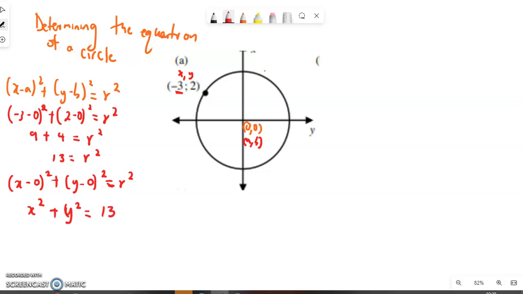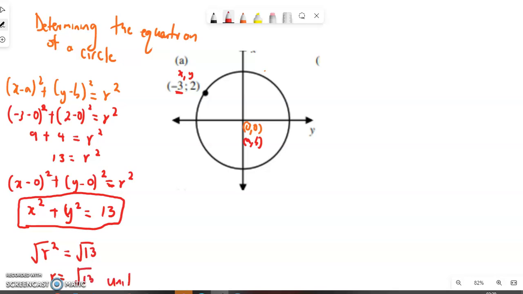So now we have our equation of a circle. Alright, this is our equation of a circle. If the question requires you to determine the radius, then you would say r squared is equal to 13. Then you take the square root. Then our radius is root 13 units.